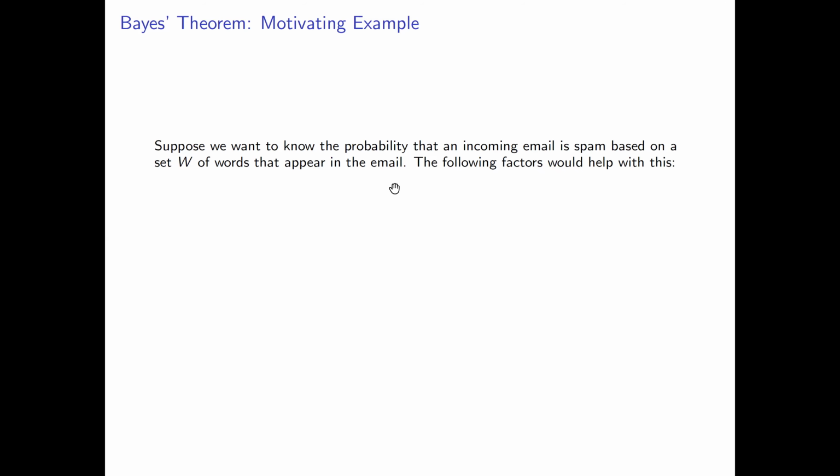There are a few pieces of information that would help us solve this problem. The first is the percentage of overall incoming messages that are known to be spam, independent of what words are in them. This is something you would measure experimentally. This would be some bit of empirical data, which we're assuming we know. We just look up how many of the overall emails that are sent are spam.